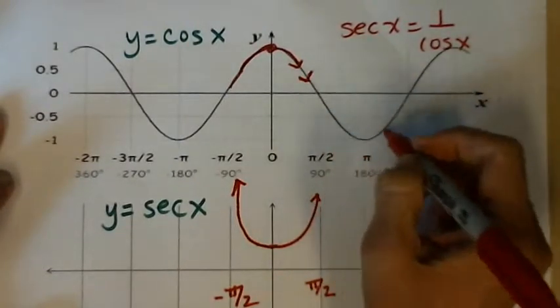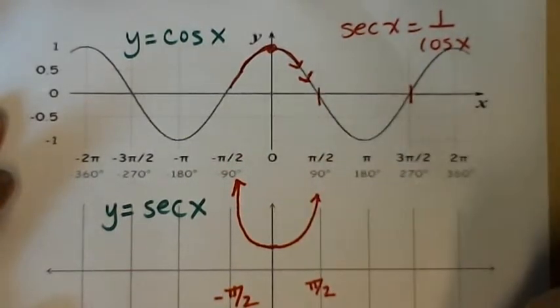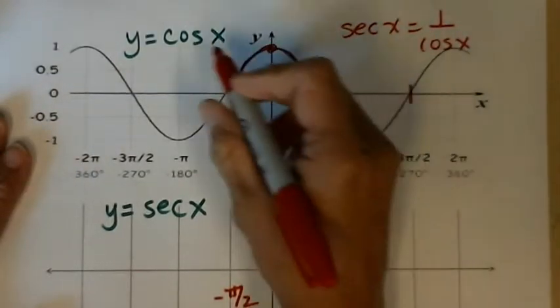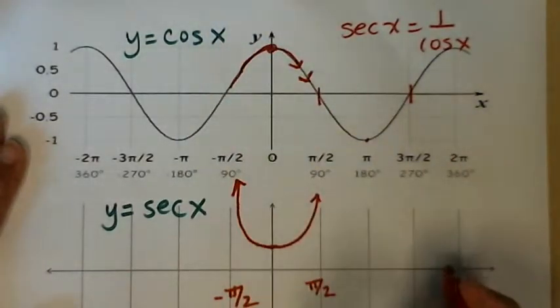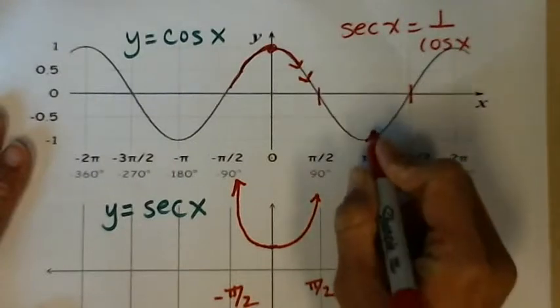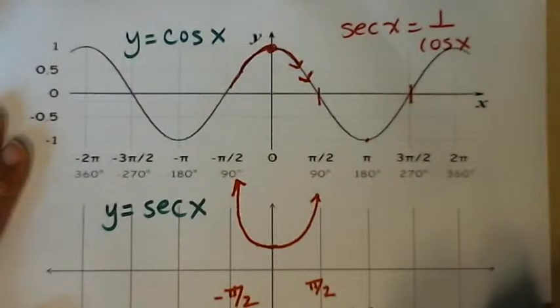So let's take a look at this next little chunk between positive pi halves and positive 3 pi halves. So I'll start at pi. When x is pi, cosine is -1. And the reciprocal of -1 is still -1. So at pi, my secant is down here at -1.